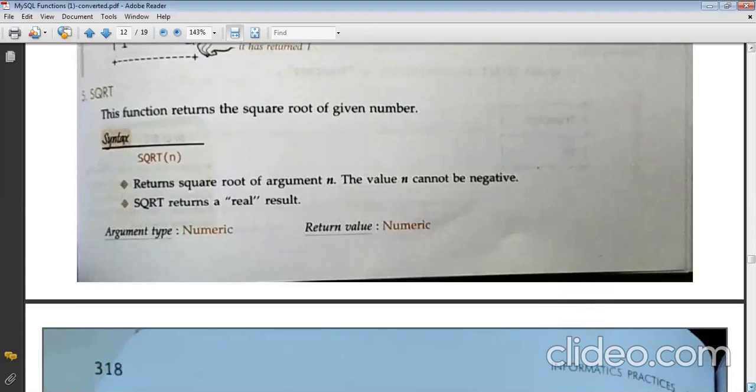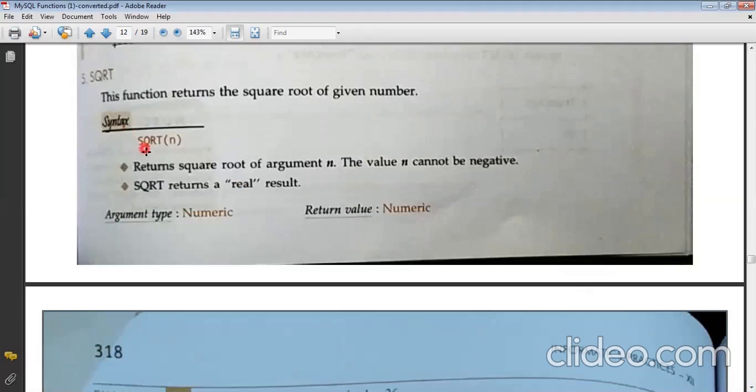What is the syntax for it? The syntax is sqrt, and in the small parentheses, n will be passed. Here n will be any number whose square root you want to find out. It returns the square root of the argument n, and the value n cannot be negative. Suppose you write -4 or -5, whose square root are you going to find out? It will not find out the square root for that particular negative value. It finds the square root for only positive values.